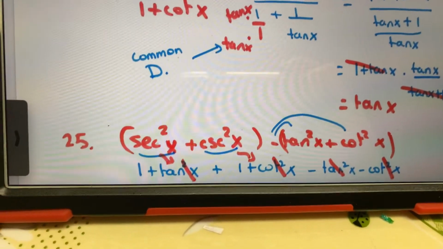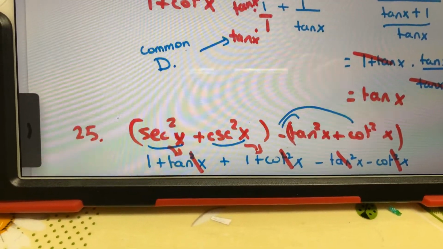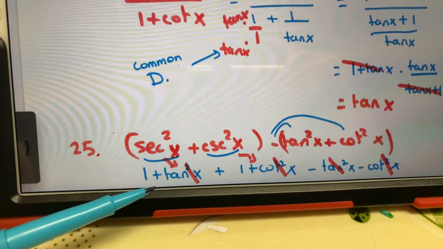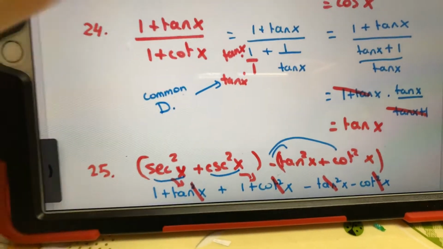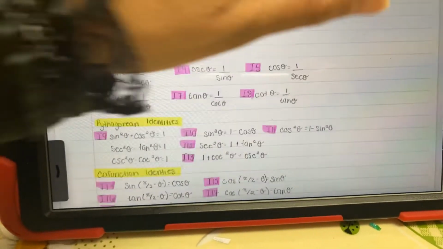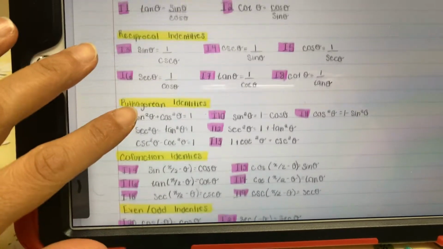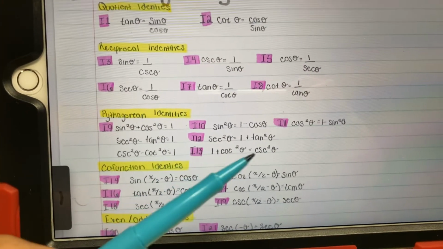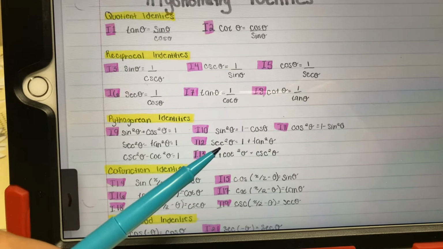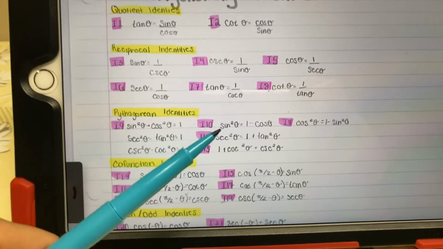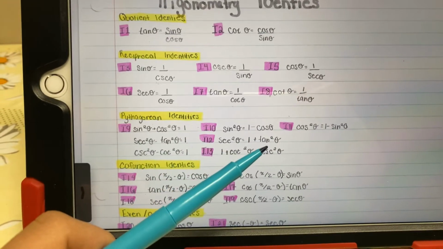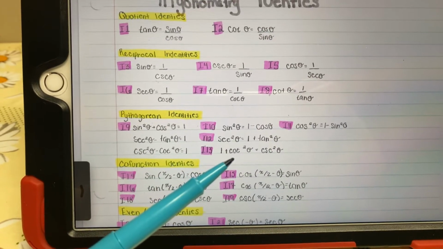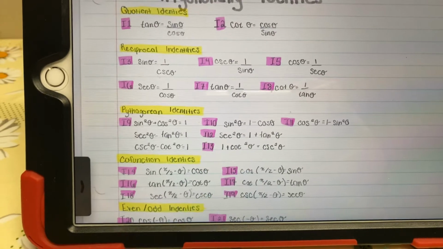Number 25. Secant squared plus cosecant squared. And the first thing that came to my mind is 1 plus tan squared and 1 plus cotan squared. I want to make sure I keep going back and forth at the beginning just so you guys can get used to this sheet. So 1 plus tan squared should remind me of secant squared. And if I have secant squared, that should remind me of 1 plus tan squared. And cosecant squared should remind me of 1 plus cotan squared and vice versa.